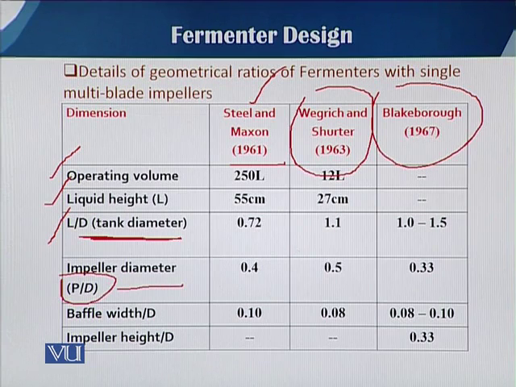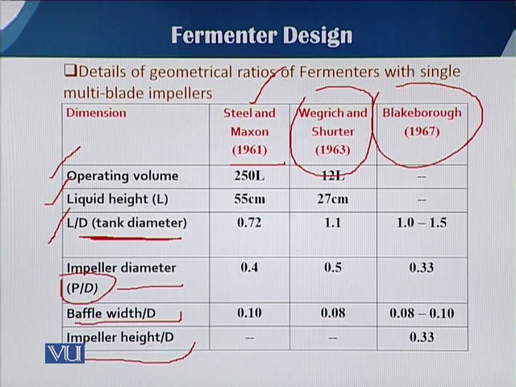So what will be the ratio of the impeller width to the total diameter of the fermenter, and by this ratio we can design the baffle width, and then the impeller height, which is basically the height of the impeller from the base. So these are the different ratios.